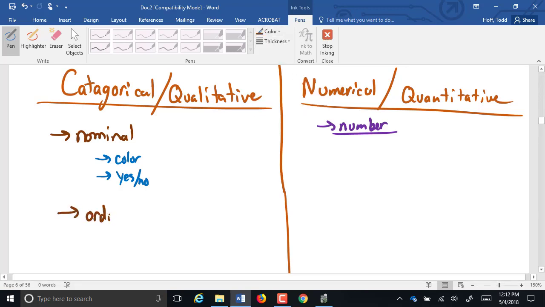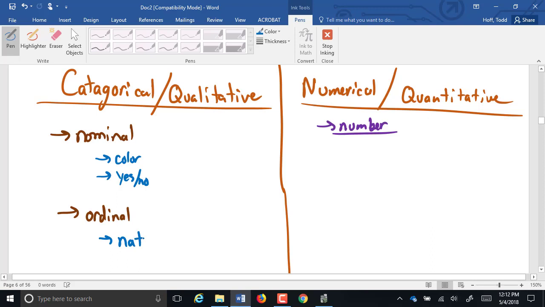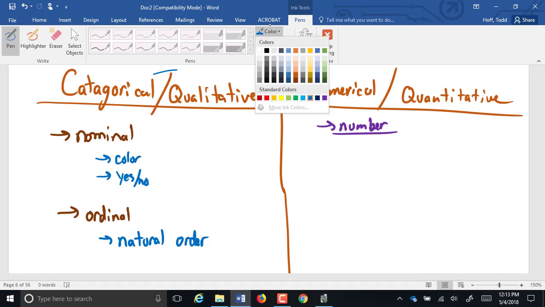There is also something called ordinal. Ordinal have a natural order. So what's your grade in this class? Well, if we use letter grade, your A, B, C, D, or F, there is an order to that. An A is better than a B, a B is better than a C. So even though it's categorical, there is a logical order. Another example might be order a soda at a restaurant. Small, medium, or large. Obviously, large is bigger than small. Small is smaller than medium, and so on. There is an order that you can put those in, even though they are categorical.